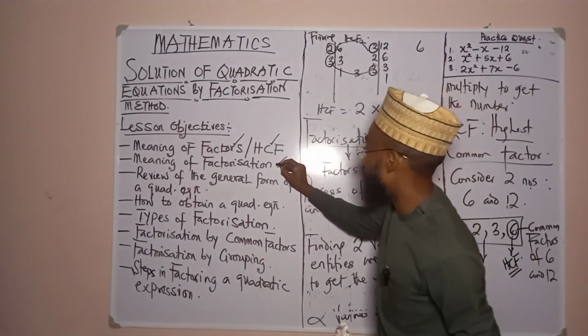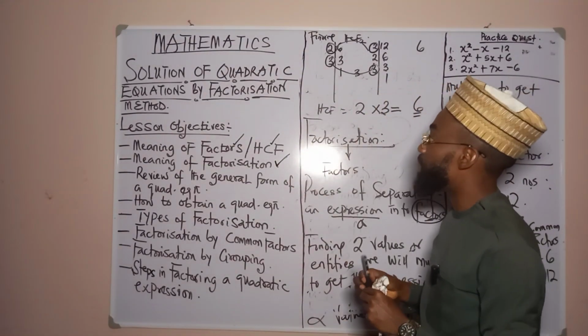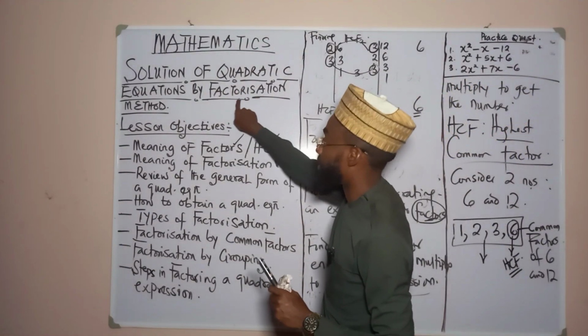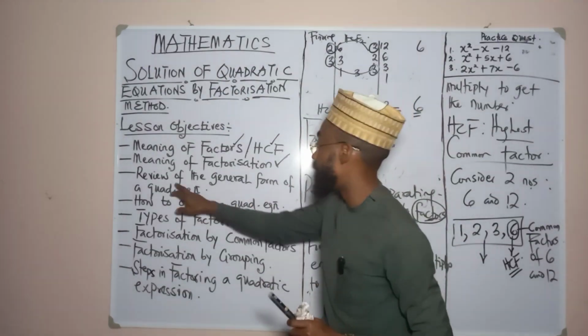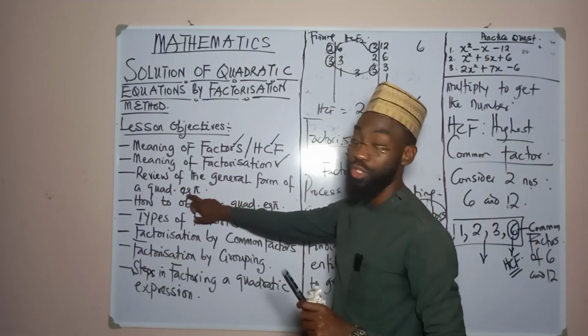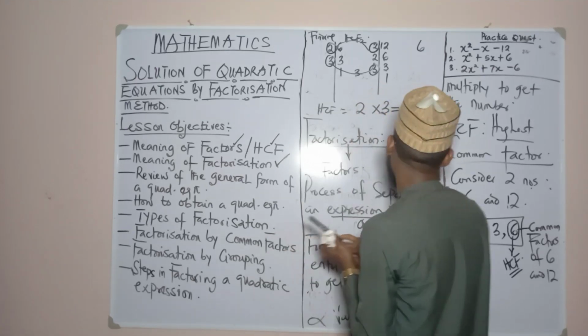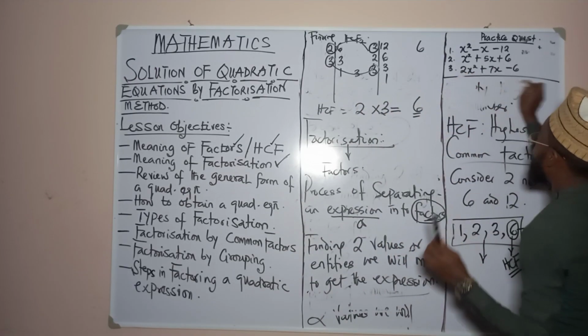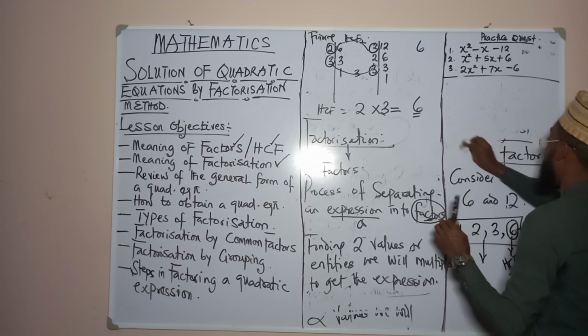Okay, so we've been able to explain what factorization means. Because we are getting into how to solve factorization method, it becomes important that we also review the general form of quadratic equation. I gave you that form in our last class. I don't know who can still remember the general form of a quadratic equation.